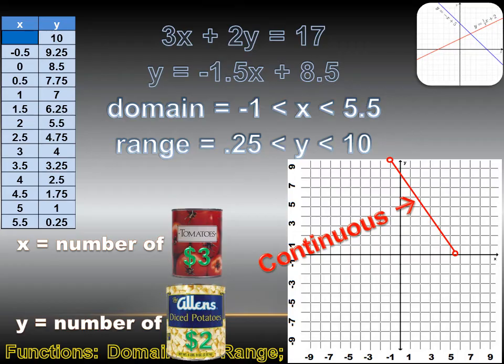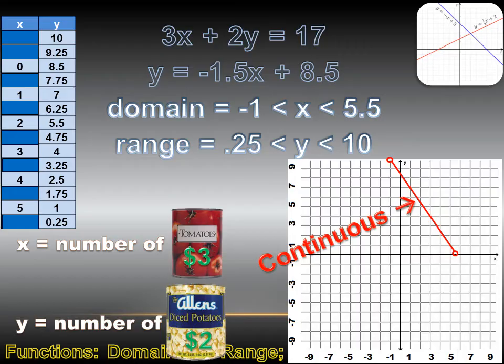My grocery also doesn't sell half cans of tomatoes. So I've got to get rid of that -0.5. I've also got to get rid of all my half cans on the positive side. And that leaves a domain of 0, 1, 2, 3, 4, and 5.